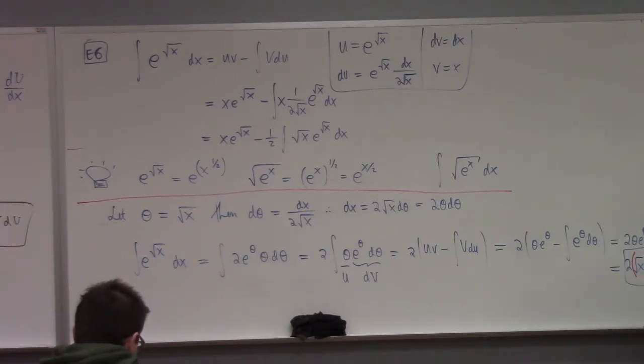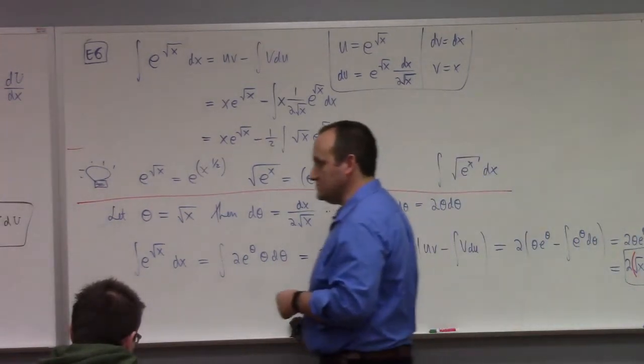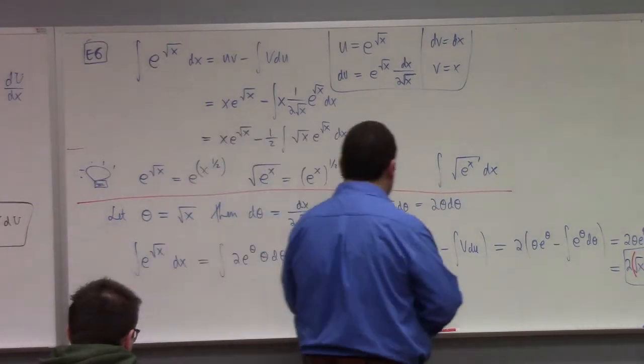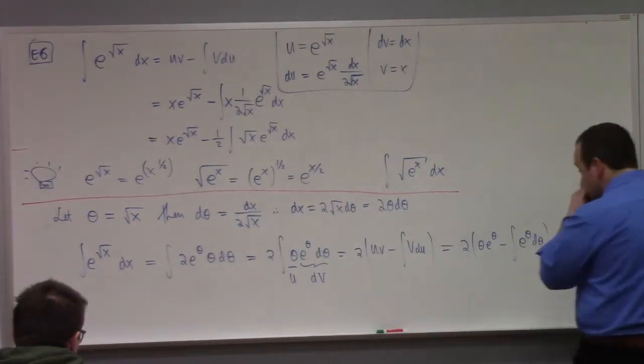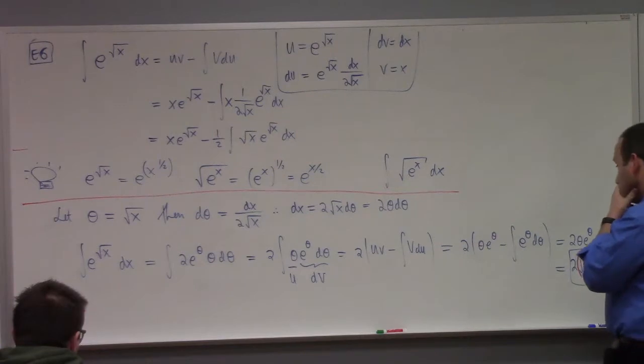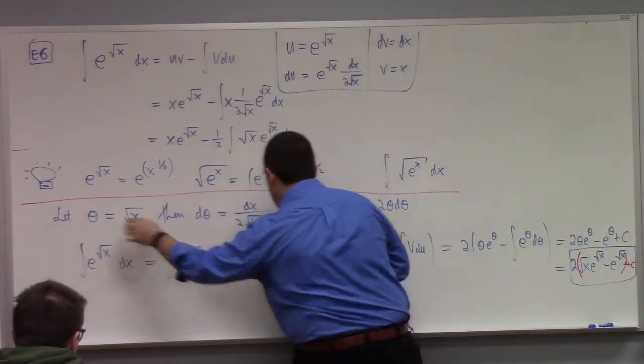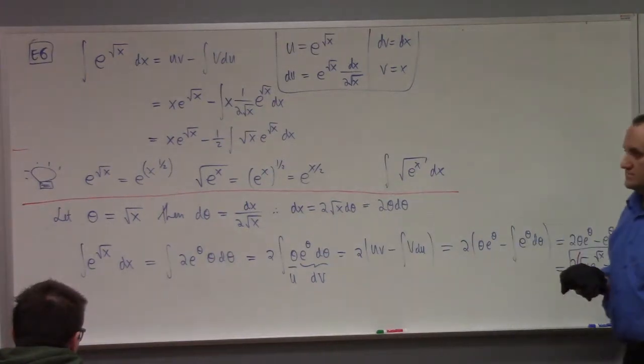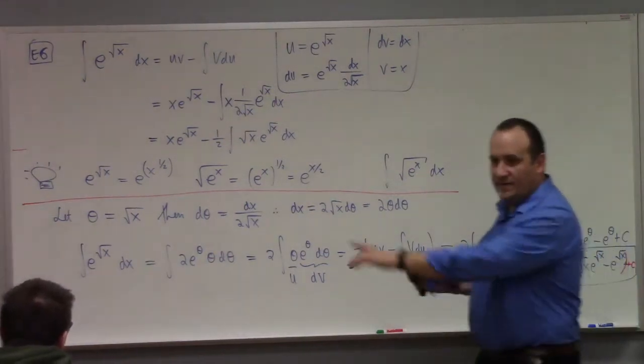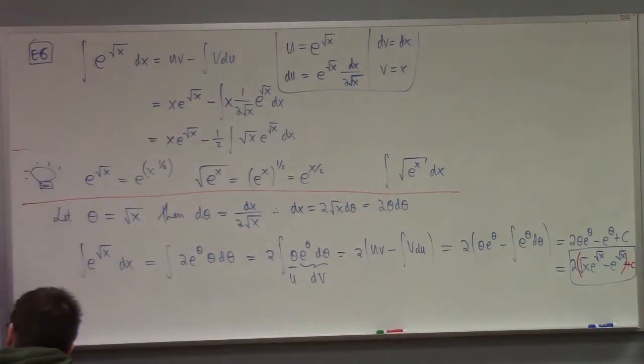So yes. How did you get from the 2 root x d theta to 2 theta d theta? Square root of x was equal to theta. Oh, okay. Yep. I think we know this now, so I'm going to use this board.